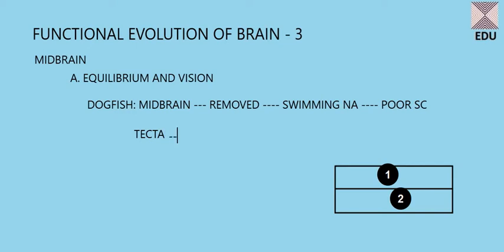If the tecta are removed, there is no vision as such. So this experiment is confirming the role of the tecta in the vision of the animals. Particularly in Scoliodon or the dogfish, if we remove both the tecta from the dorsal side, there will be no vision in the fish. So this is confirming the relation of the midbrain, especially the tecta, with the vision of the animal.